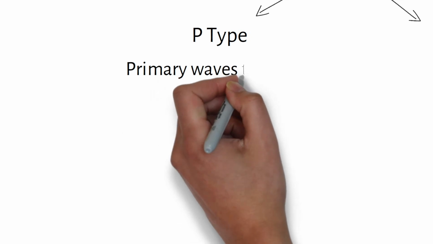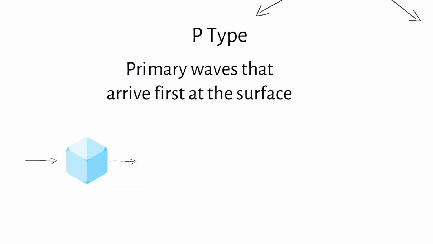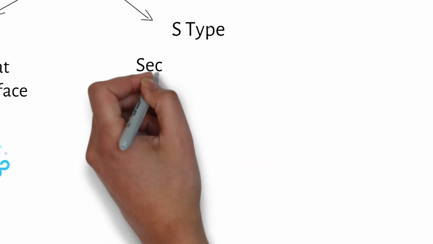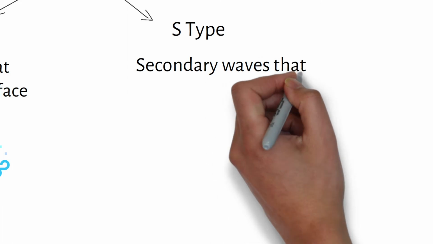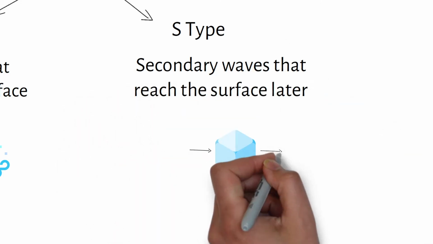P-type. These are primary waves that arrive first at the surface. They pass through solid, liquid, and gas. S-type. These are secondary waves that reach the surface later. They only pass through solids.